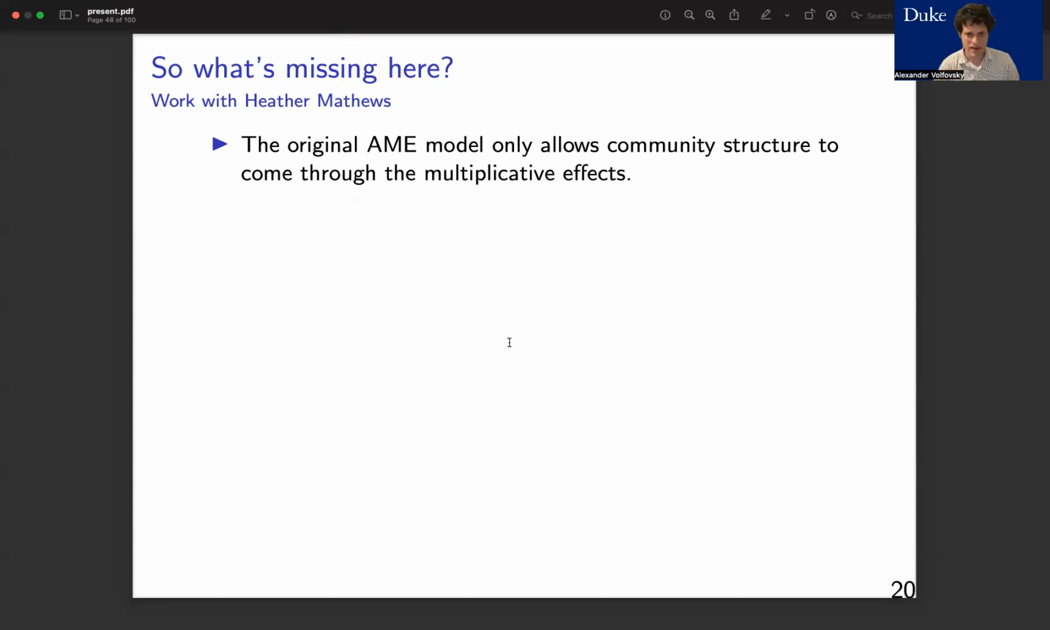What we don't have access to in the original AME model is a community structure that affects anything other than the multiplicative effects. So the multiplicative effects, remember, are this U_i transpose V_j or U_i transpose U_j. And if you think about how you might construct a stochastic block model, a stochastic block model says that individuals belong to one of a few communities, and the probability of an interaction between two individuals, or a probability of a tie or a friendship, only depends on their community membership.